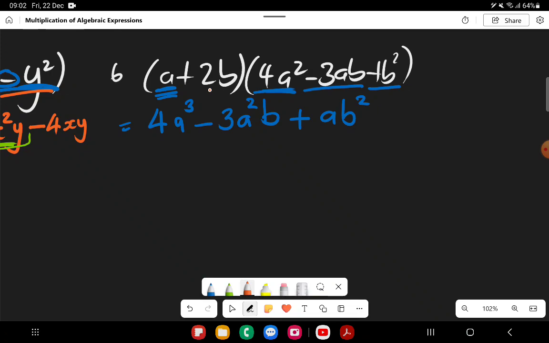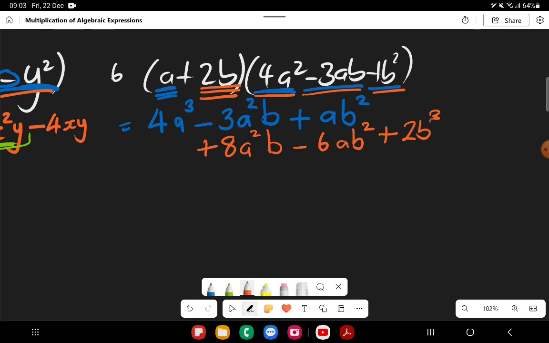Change my color. 2b times 4a squared. So that is going to give me positive 4 times 2 is 8a squared b. Remember, we write the letters in alphabetical order, so a is written before the b. 2b times negative 3ab, that is going to give me negative 6ab squared. 2b times b squared, that is going to give me 2b cubed.